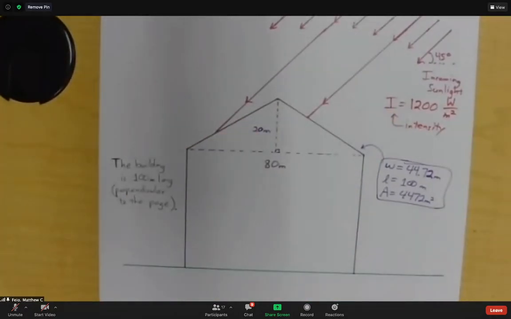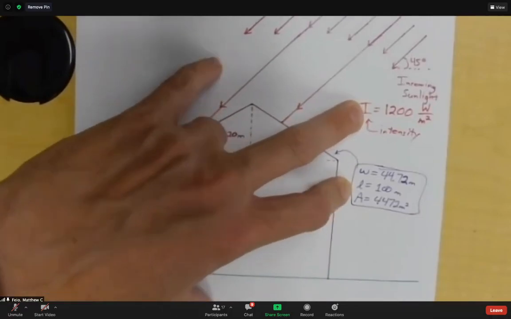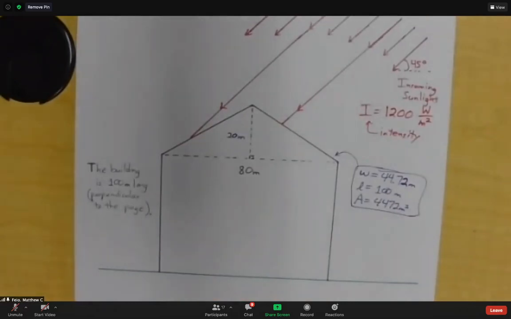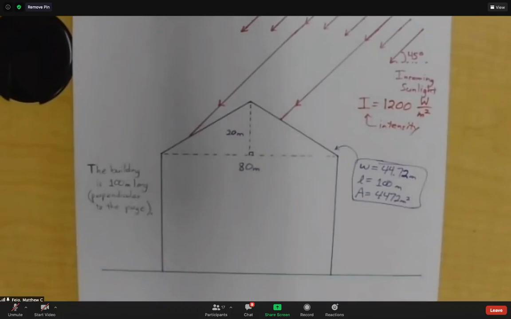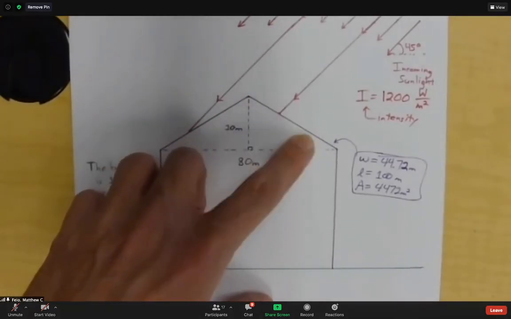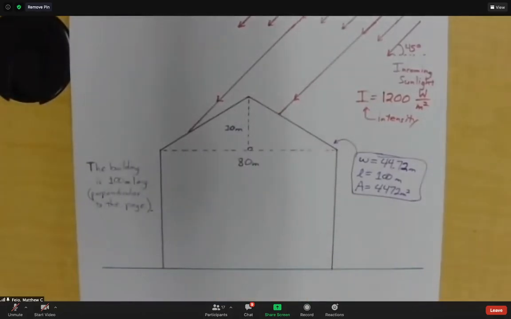But it would be totally inaccurate to just multiply these two and say, oh, so the power on both roof surfaces is 1200 times 4472 watts. What's that missing? It's missing this directional stuff. So what you need to do is a dot product. Basically you need to ask yourself, okay, that's the area, but what is the area of this roof panel perpendicular to the incoming sunlight direction?